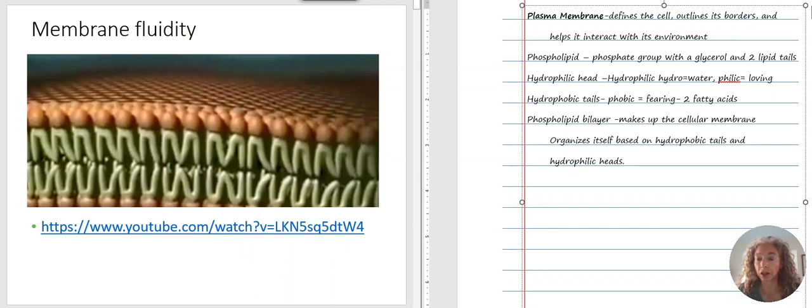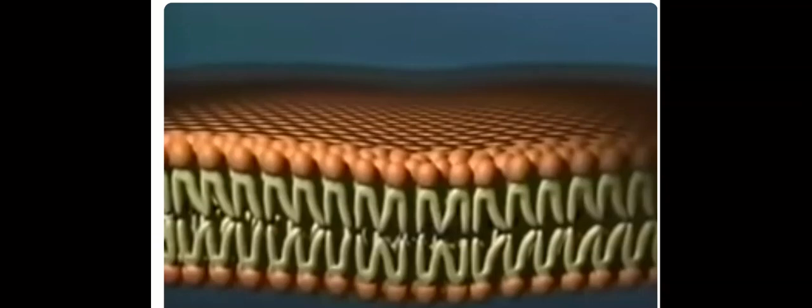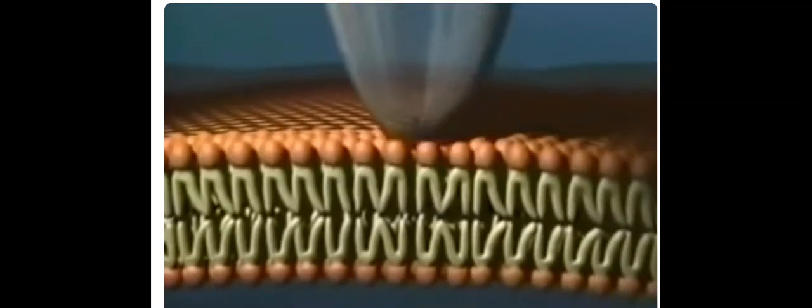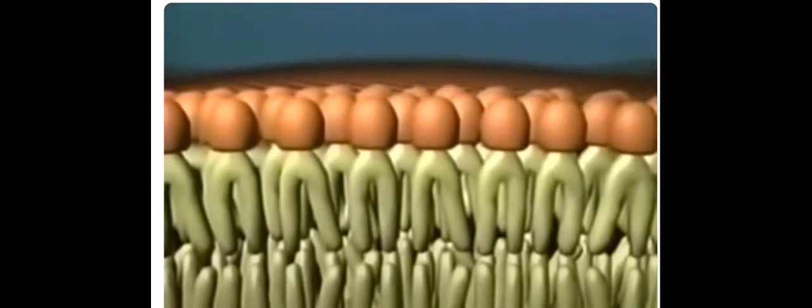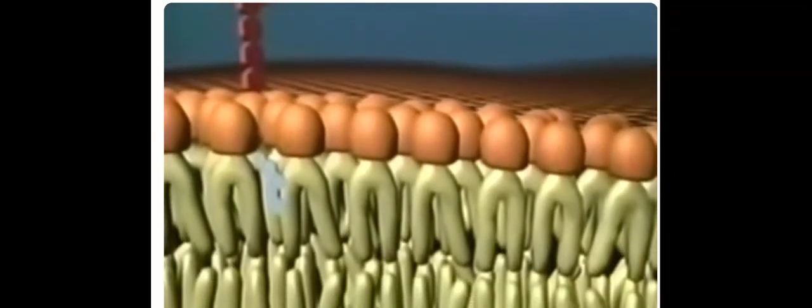Because of this orientation of that phospholipid bilayer and how they are self-arranging, the membrane has some fluidity to it. It has some flexibility to it. And this is important because cells need to bend and move within the body. And this is a great depiction of the fluid membrane. And you can see it flexing and bending and moving. And these are those phospholipids self-arranging themselves based on the water, so based on being either hydrophobic or hydrophilic.